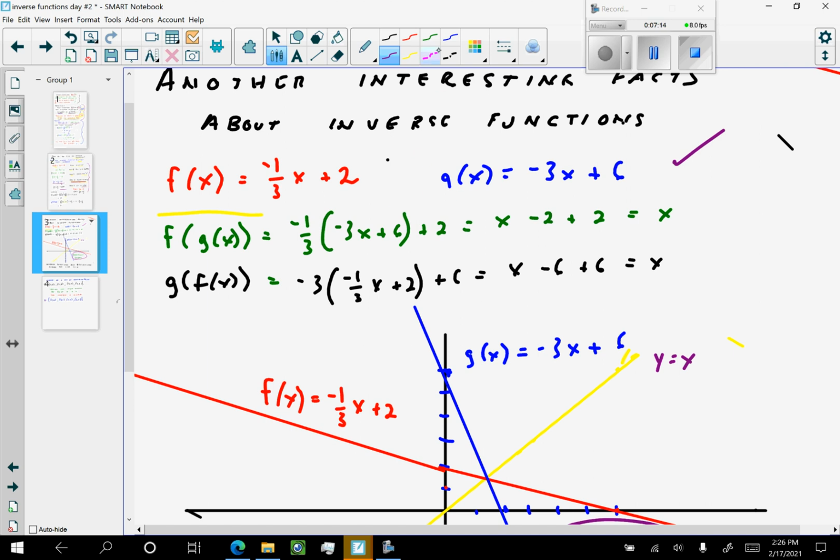So I'm going to put g, this is g right here, in for that x. Bam, I get negative 1/3 times negative 3 is x. Negative 1/3 times negative 2 plus 2 is x. Bam.